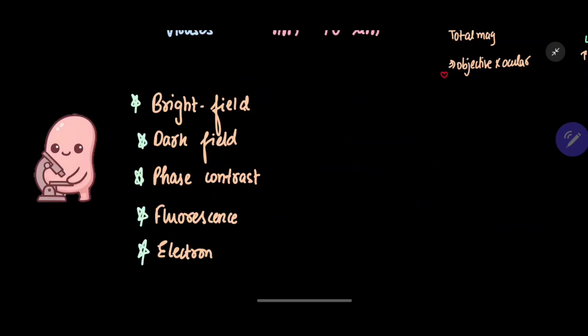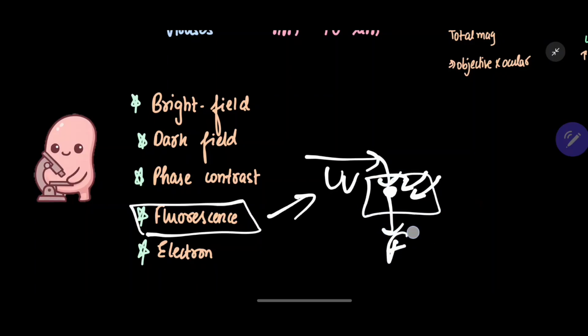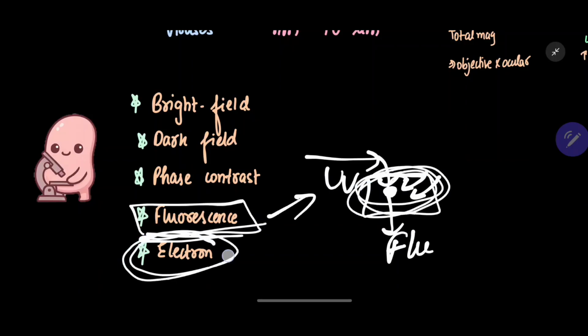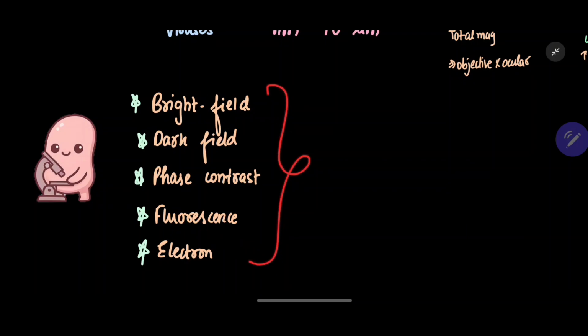Next is your fluorescence microscope. Now we know that fluorescence means there is some light that is being emitted. So we are coating the microorganism with some special material and we are putting UV light on it, and then it gives fluorescence over a dark background, hence this name. And then the electron microscope has something to do with electrons. So by these names we can figure out what all of these microscopes do.